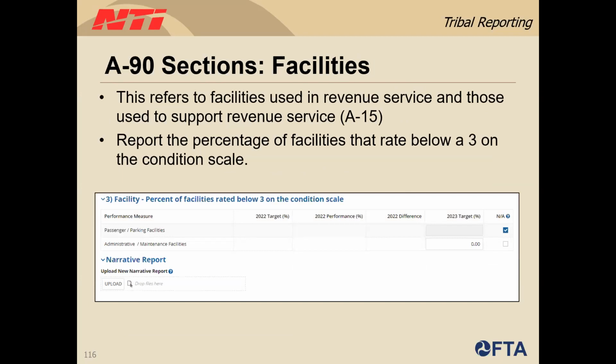The third section is facilities, and it contains your agency's targets for the facilities that you reported in your A15 form. You should report the percentage of facilities that you expect will rate below a 3 on the TERM scale as of the next fiscal year.